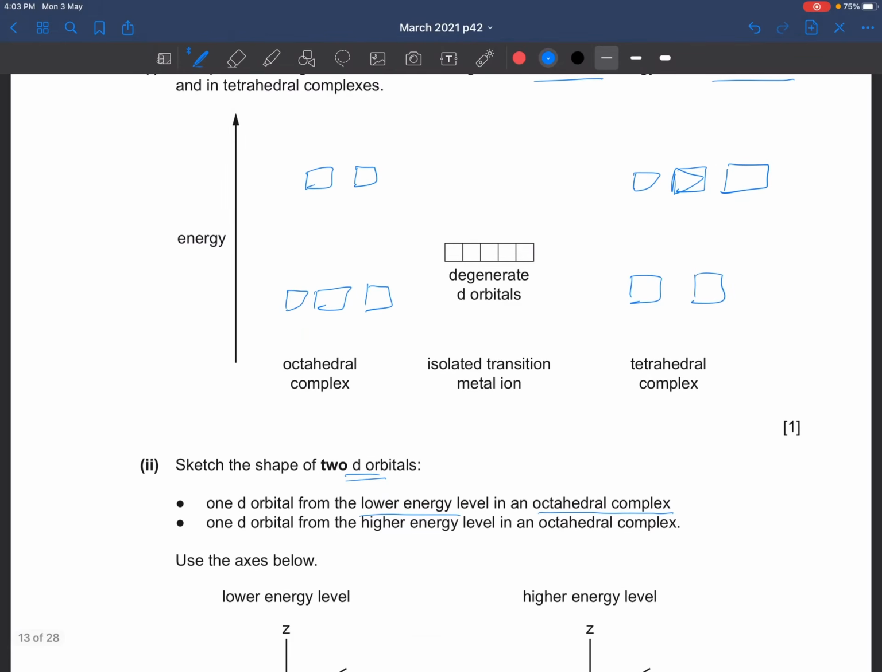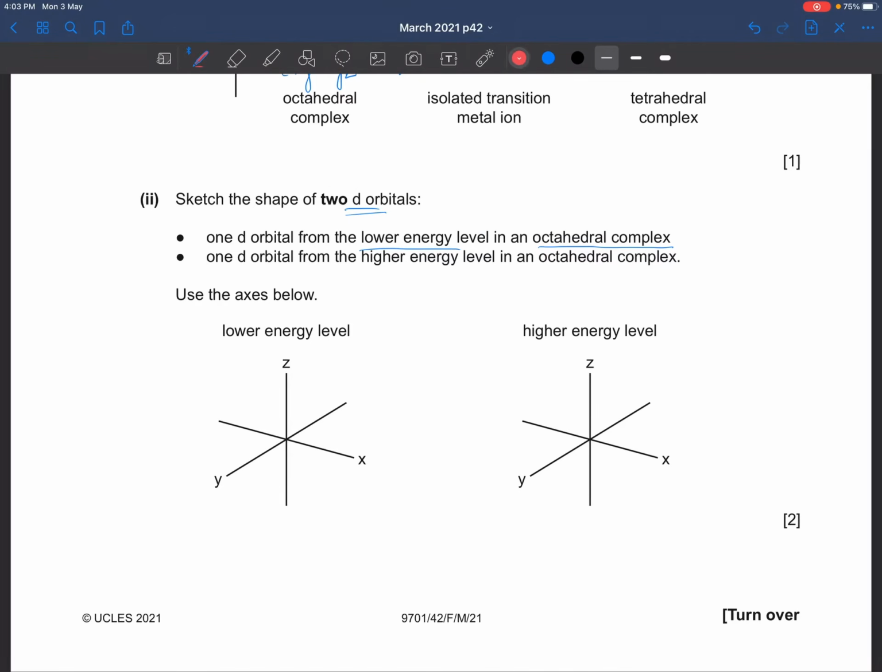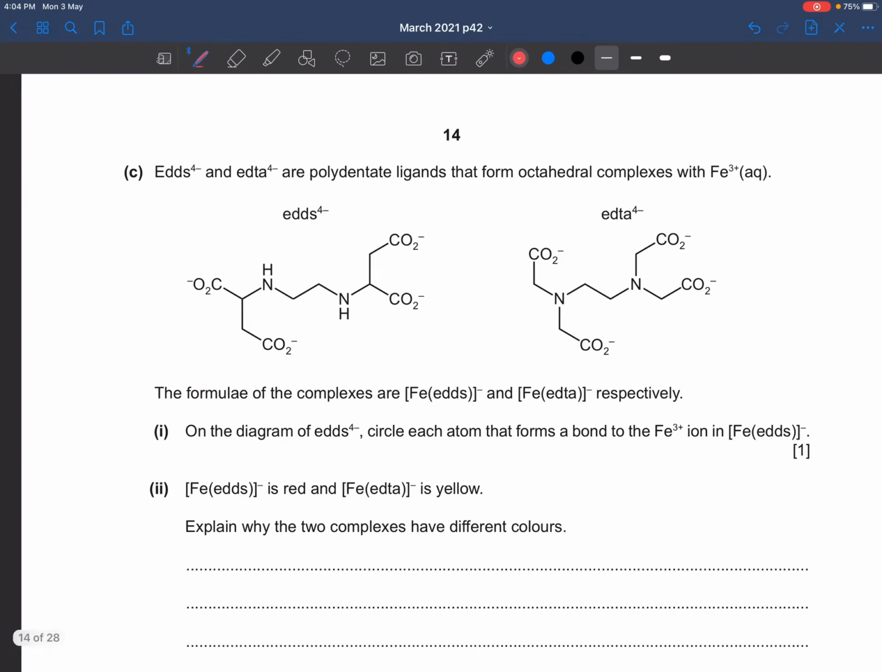So the lower energy level in octahedral complex are dxy, dyz and dzx, means the orbitals between the axes, and this is dx square minus y square and dz square along the axis. So between the axes we can draw any one of them. So let's just draw, let's say this is between the axis, right, and along the axis you can draw this one, or you can draw the dz square as well, which is this one, right? So you can draw any one of them.